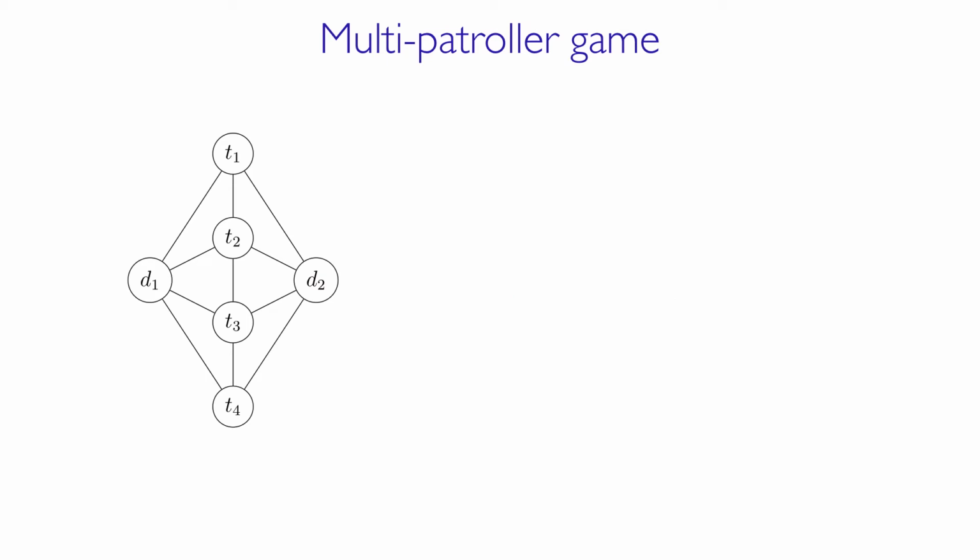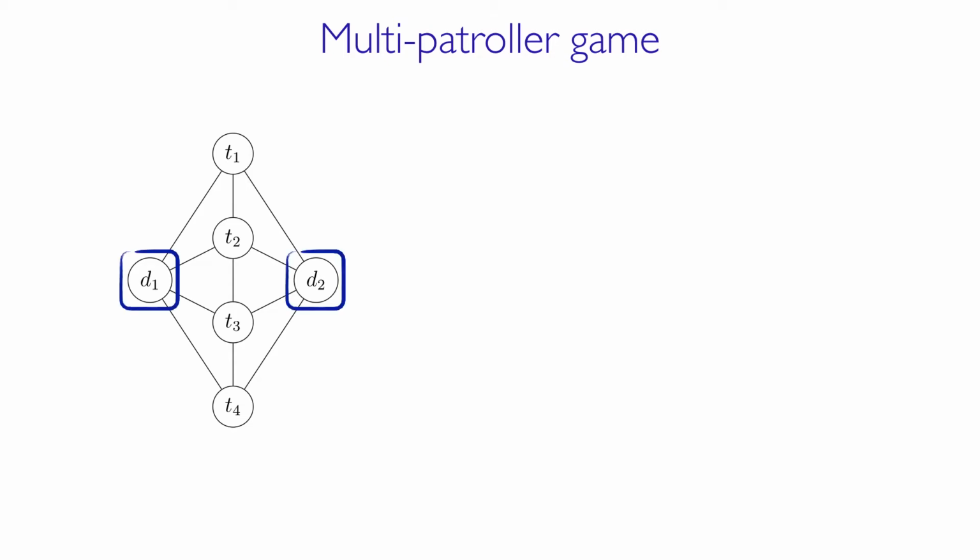Let us consider a simple security game model where two patrollers have to defend some targets from an attacker. We want to find the max-min strategy of the team formed by the patrollers against the attacker.